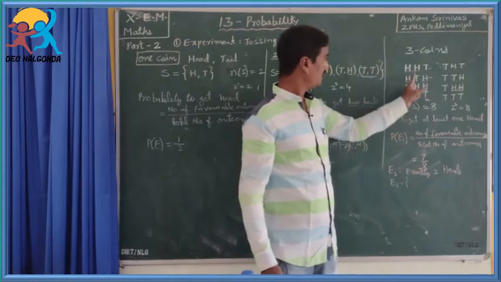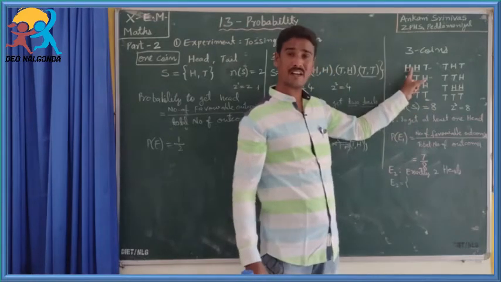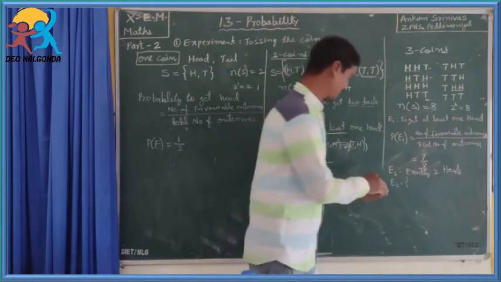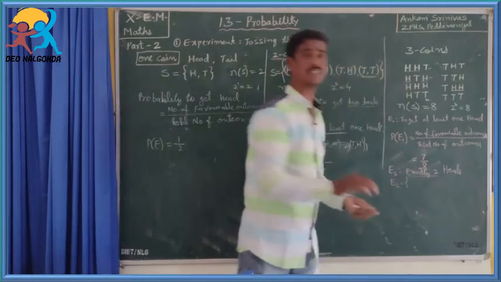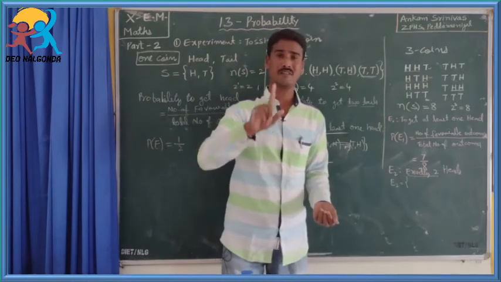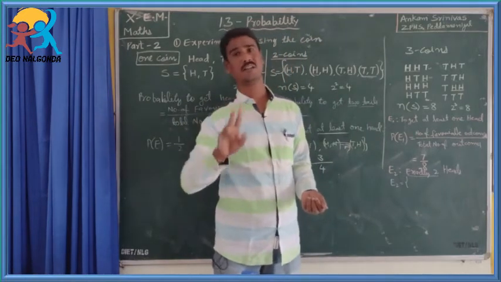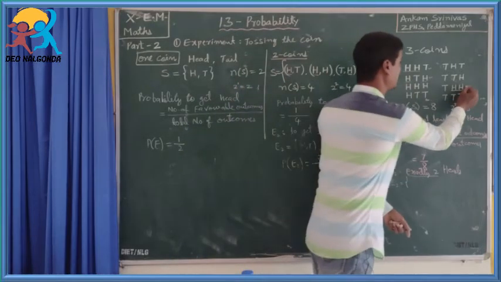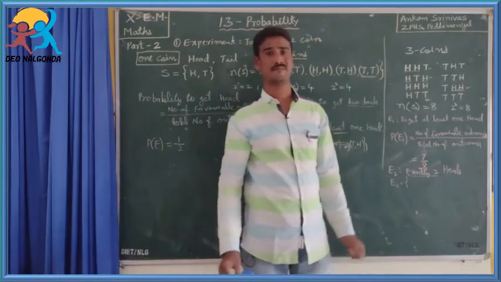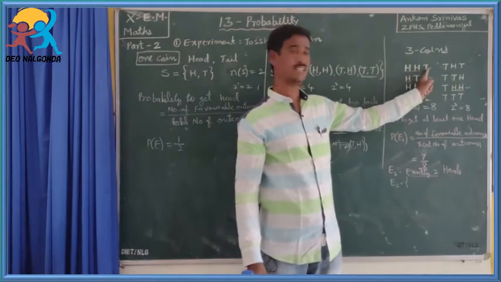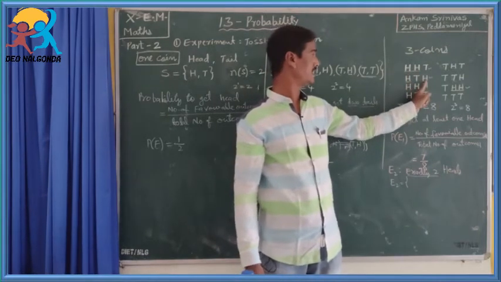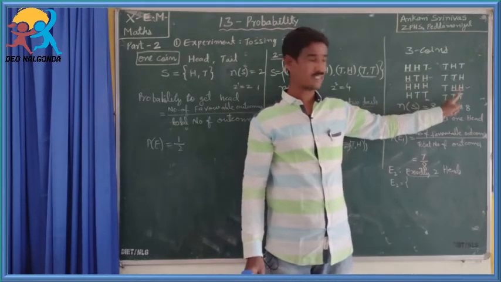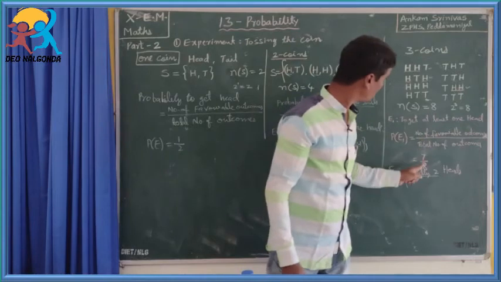So in this case, exactly 2 heads, the condition is most important. Exactly 2 heads means never take 1, never take more than 2. So in this case we got only 3 favorable outcomes. One is HHT, second one HTH, third one THH. Is there any other choice to get favorable outcomes?